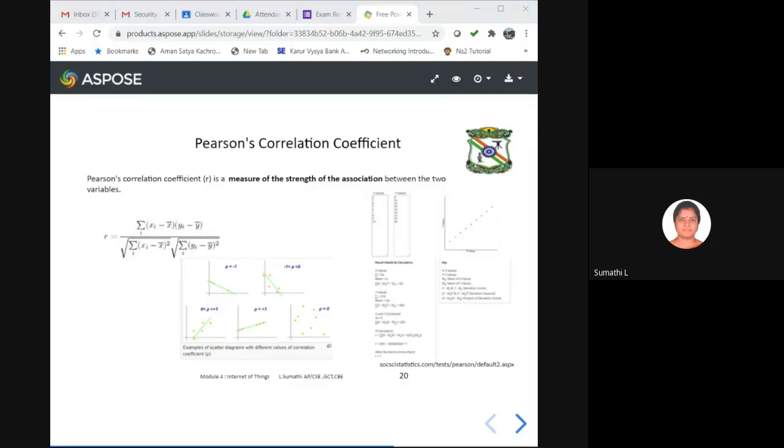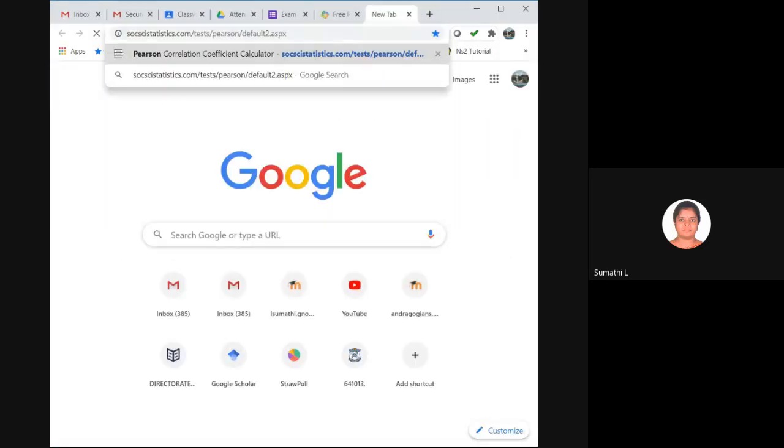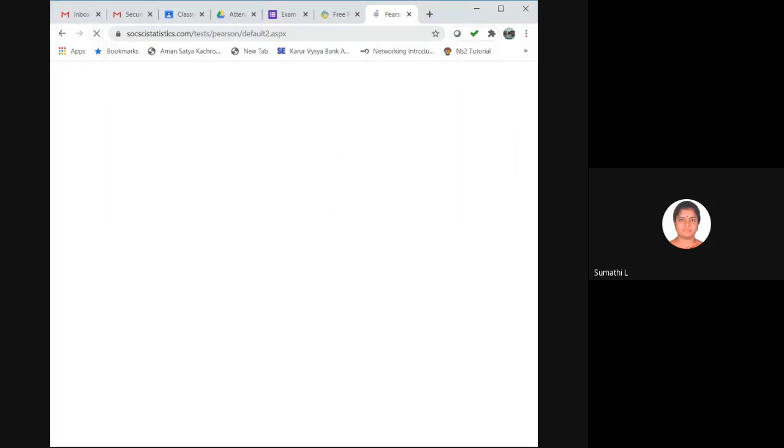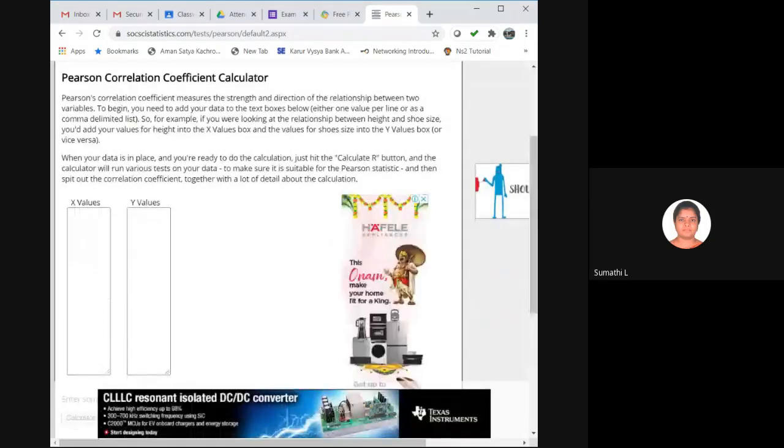See, I have taken a set of x values. I will go with an example here. It is not clear. Okay, fine. Wait, I will just put it in. Okay, this is a Pearson correlation coefficient calculator. Even you can do it in Excel. For the fastest way, I am doing it here.